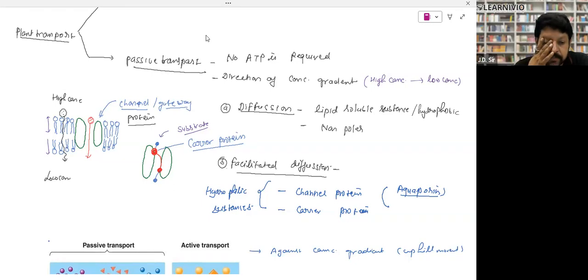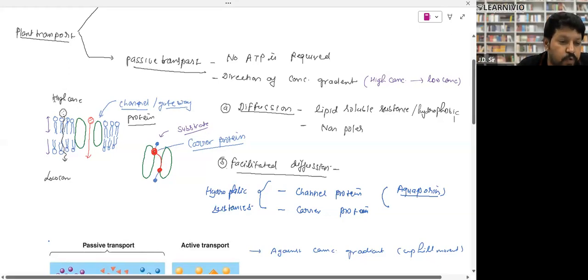For facilitated diffusion, a carrier protein is required along with the channel, which picks up the substrate at one end and drops it into the other end, right? So that was the facilitated diffusion.